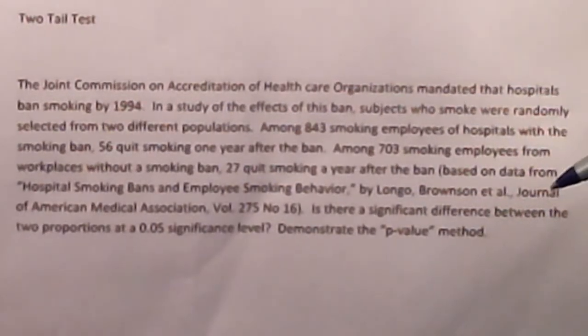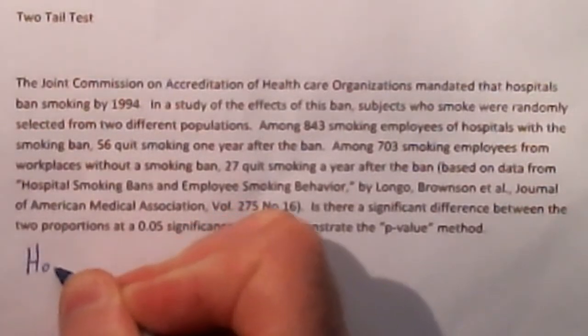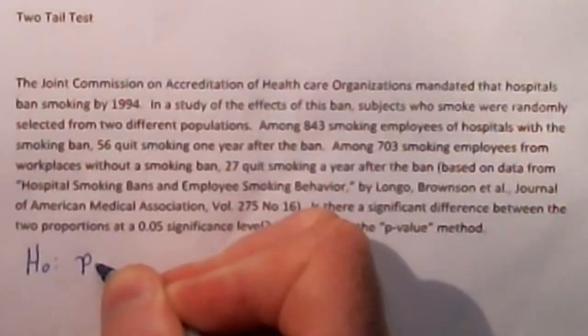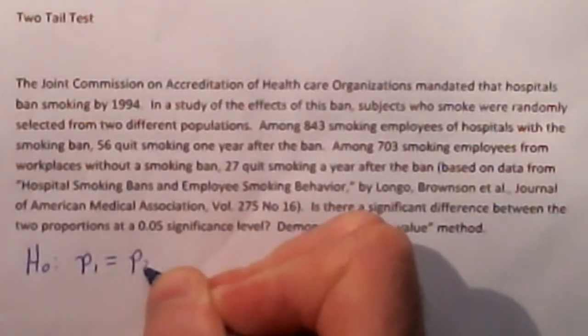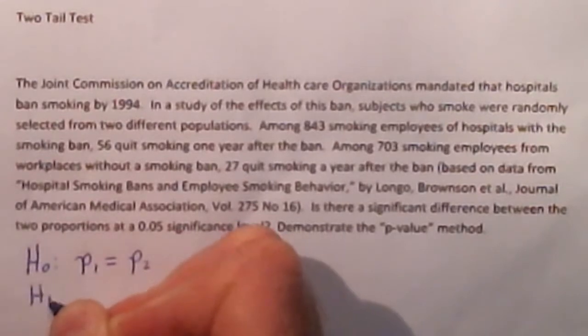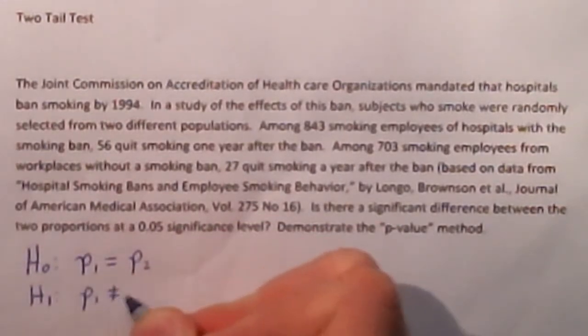First of all, we're going to set up the hypotheses that we're going to be testing here. The null hypothesis says that population 1 proportion is equal to population 2 proportion. The alternative hypothesis says that these population proportions are not equivalent to each other.